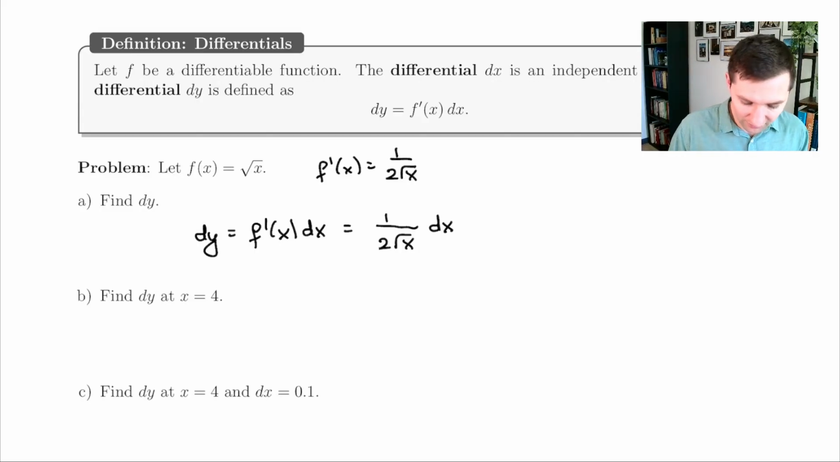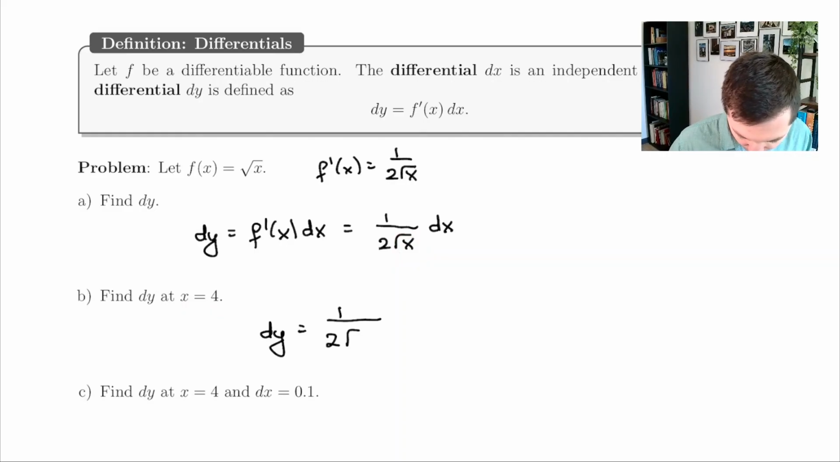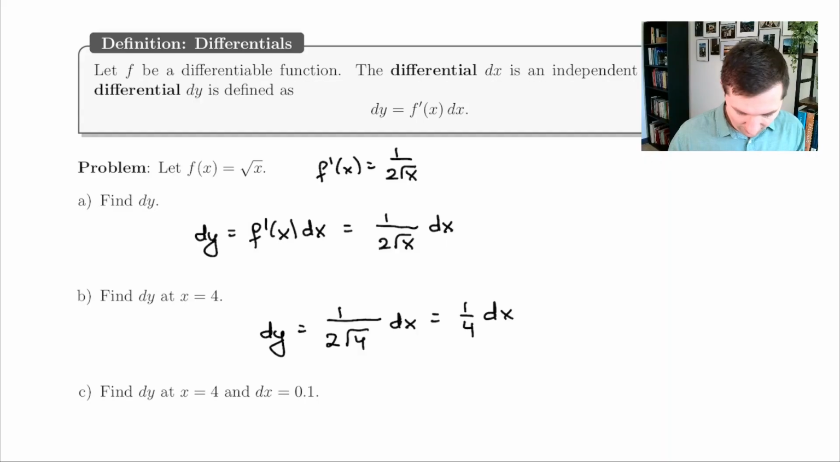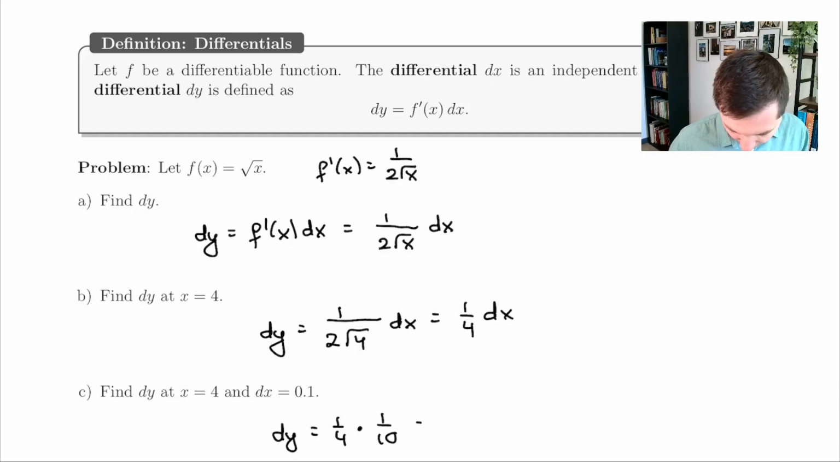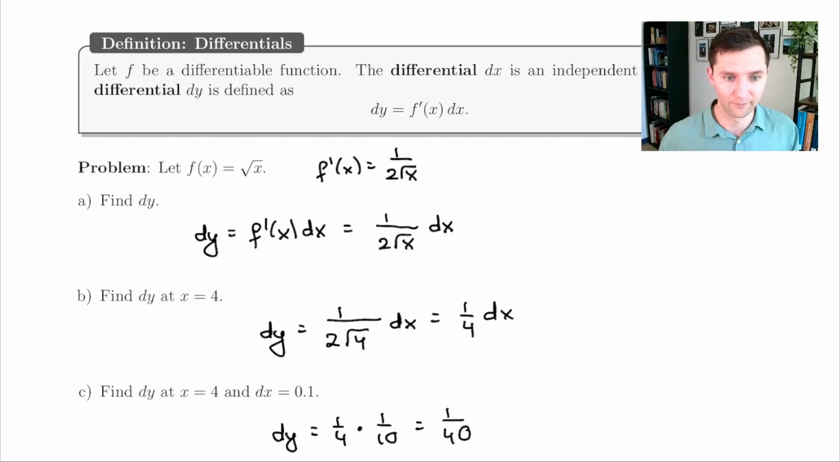In part b, I need to find dy at x equal to 4, which means I will plug in x equal to 4 to my differential, and I will get that dy equals 1 over 2 square root of 4 dx, which gives me 1 over 4 dx. Finally, I need to find a differential where dx is 0.1, which gives me 1 over 4 times 1 over 10, which is 1/40. This is how we would compute differentials.